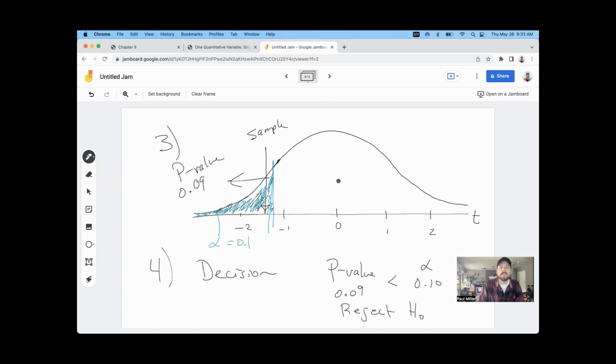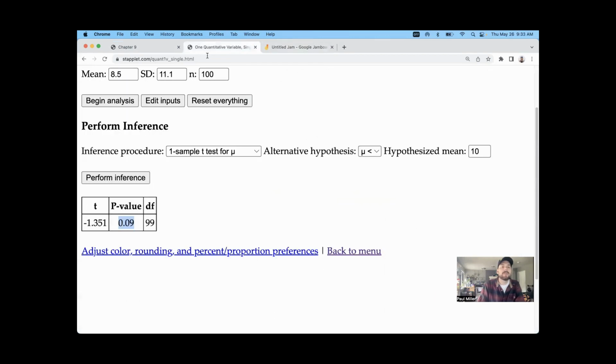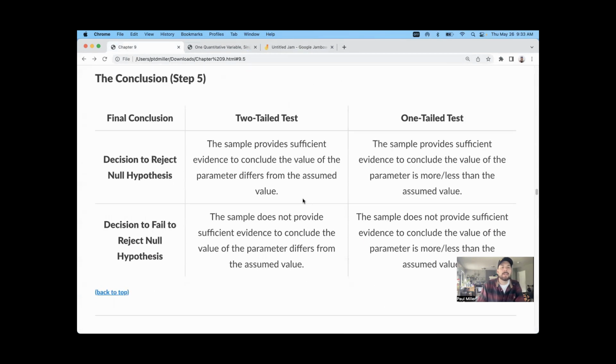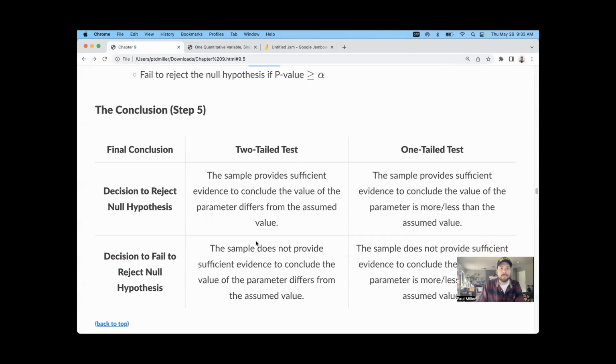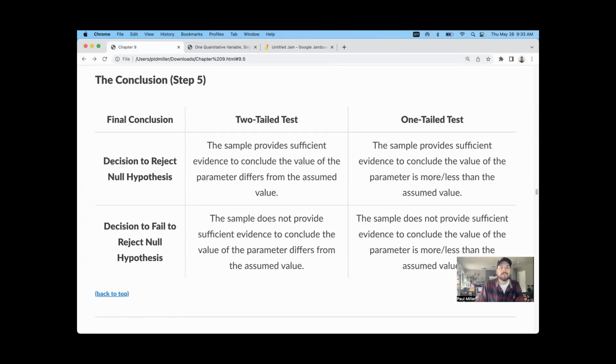And essentially what we're saying is that number that we put in the middle, we don't think it's correct because our sample was too far to the left. It was sort of in this unusual space on the left side. And then the final conclusion, what we'll use is that decision. And so our decision was to reject the null. We had a one-tailed test. So we're going to say the sample provides sufficient evidence to conclude that the value of the parameter mu is, and in this case, it was less than 10.